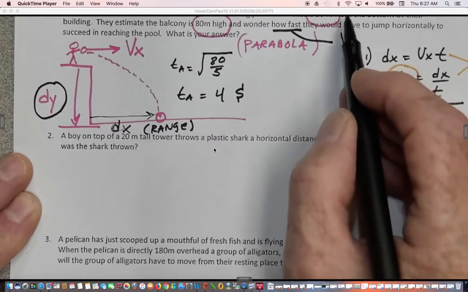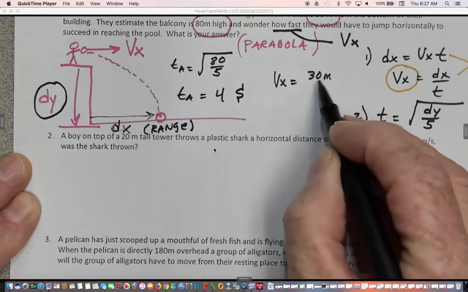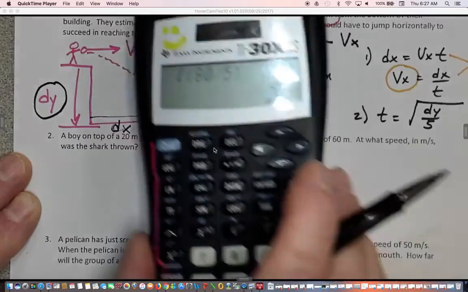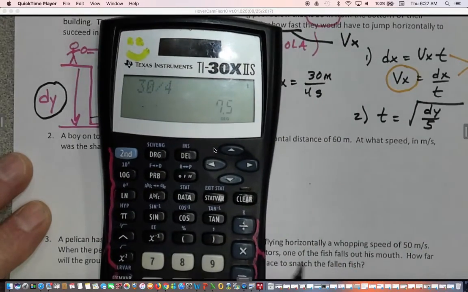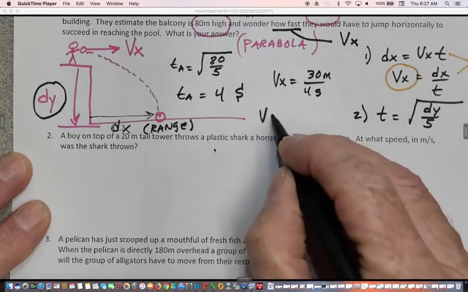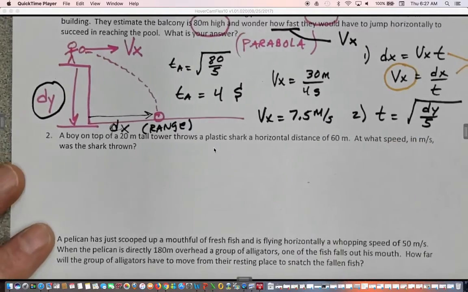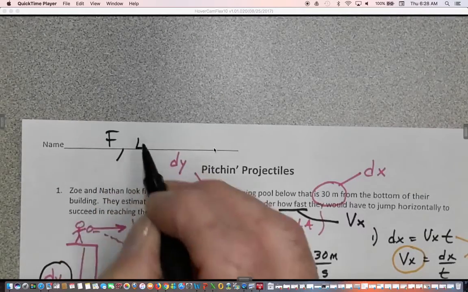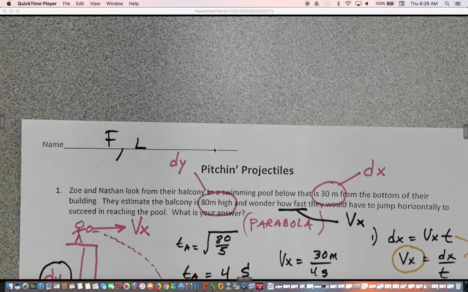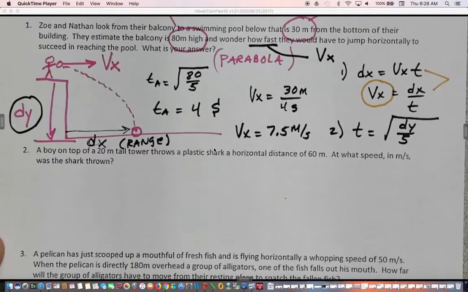I know my delta x is 30. My x velocity is going to be 30 meters divided by 4 seconds. And if I do that and hit clear, 30 divided by 4, I'm going to get 7.5 meters per second. So now you have enough information. Put your first and last name on this paper. This paper is due at the end of the hour. Or actually, you're going to have less than an hour because you also have book problems today that we're going to talk about.